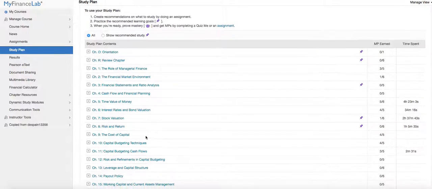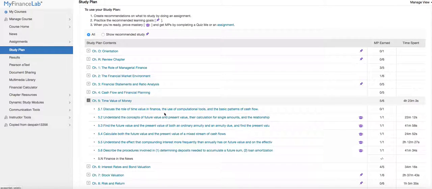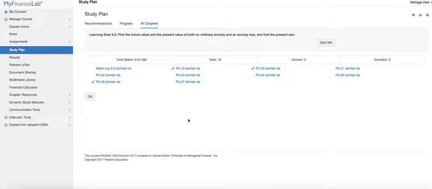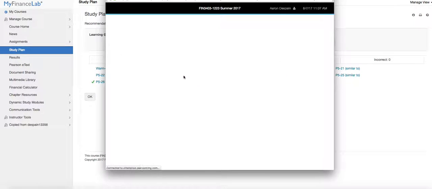And I'll scroll down to chapter 5, and nowadays it breaks it out by learning goal, so it's not quite as easy to find the exact problems that we're needing to find. But if you just click on any particular learning goal, you can see what problem numbers are included in that section. So, for example, one of the first problems is 5-23, which I know happens to be in learning goal 5.3. So let's look at problem 5-23 here.